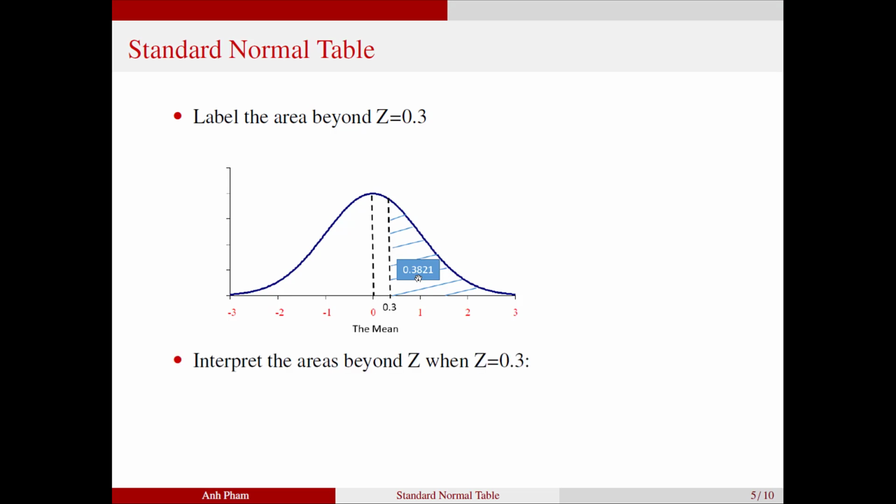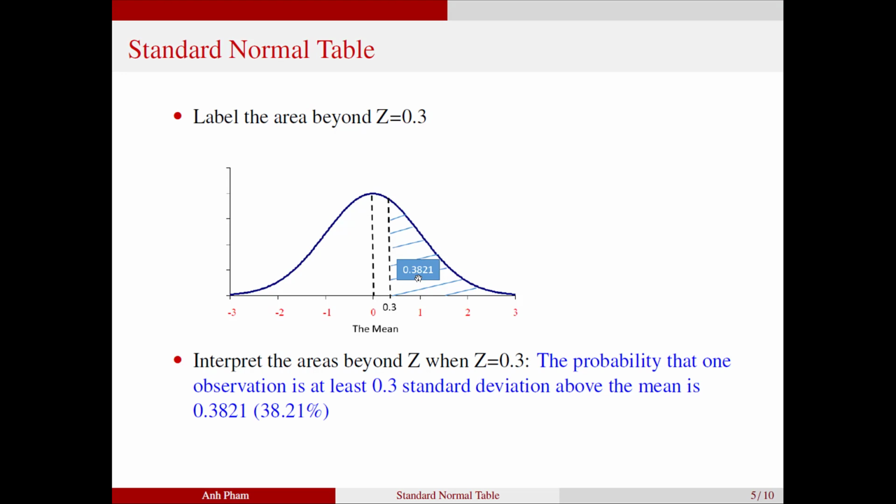So now, how do we interpret the area beyond z when z is equal to 0.3? One way to interpret it is that this area represents the probability that one observation is at least 0.3 standard deviations above the mean, and this probability is equal to 0.3821, or 38.21% in this case.